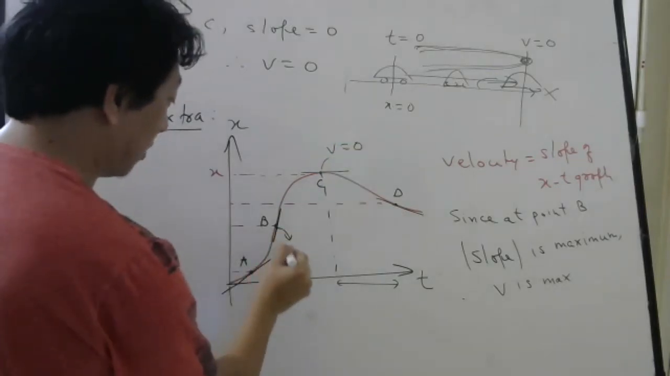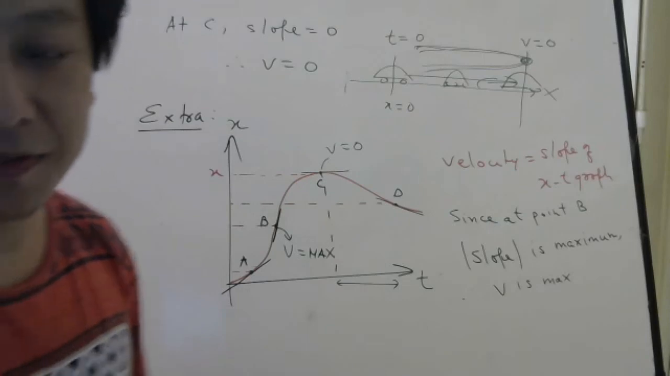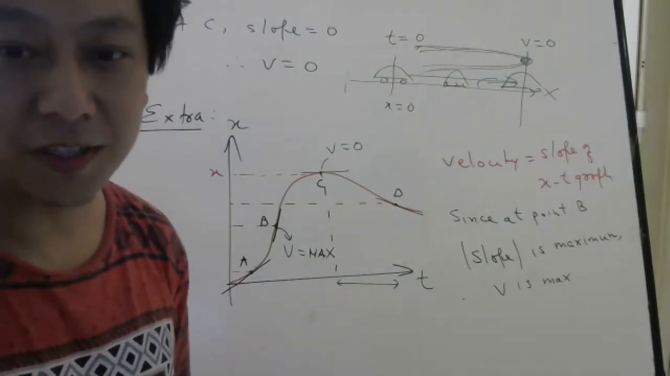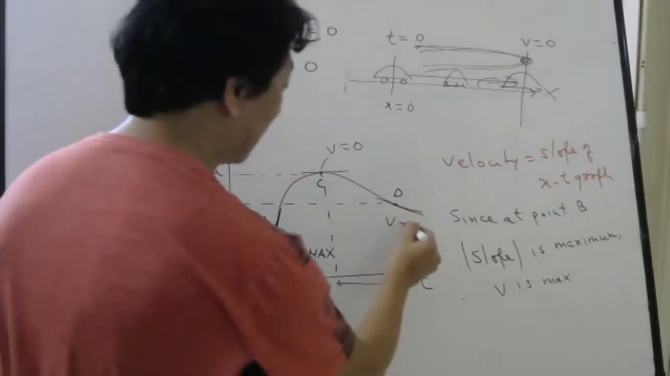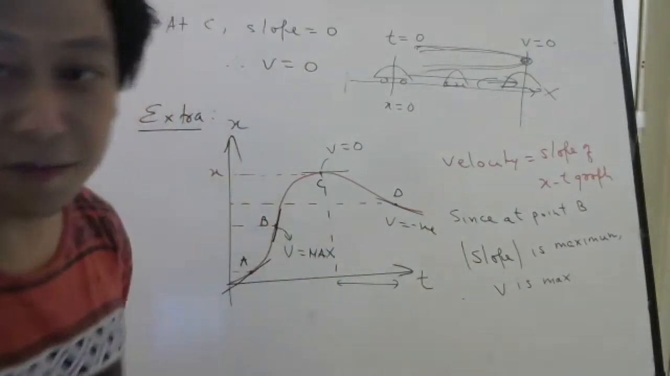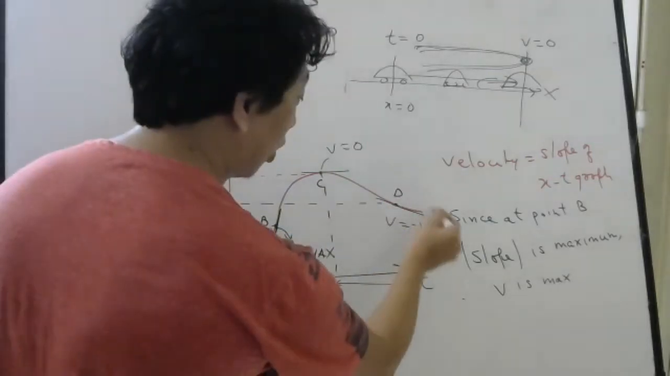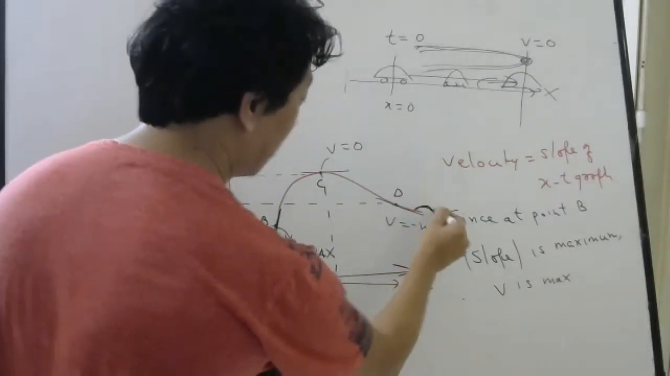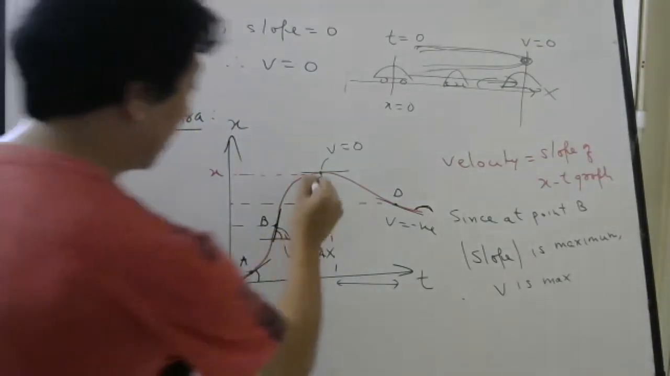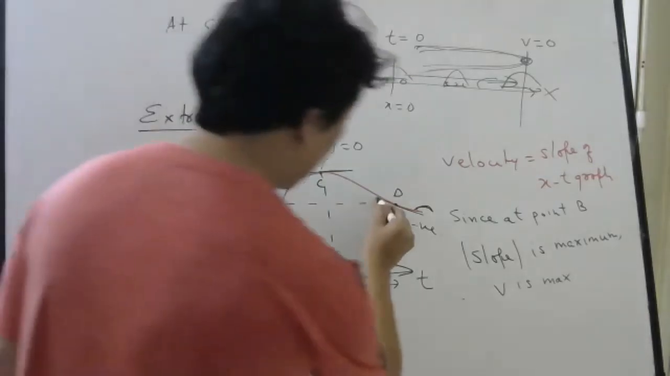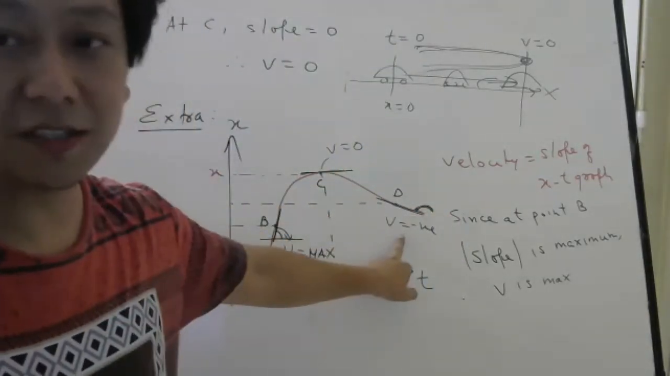At this point, velocity is maximum. Where is velocity negative? Here velocity is negative. Why is it negative? Because slope is negative. Why is slope negative? Because the angle is obtuse. This angle is acute. This angle is also acute. This angle is 0. This angle made with the x-axis is obtuse. So here velocity is negative.